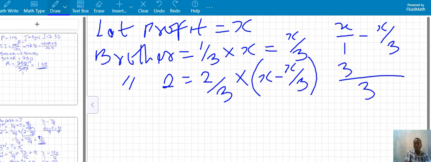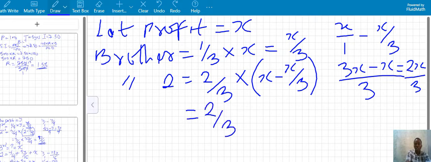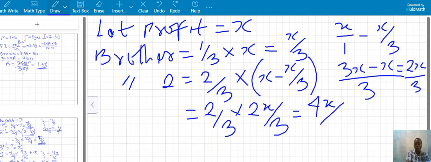3 times x will give us 3x, minus 3 divided by 3 will give us 1. 1 times x will give us x. So this will give us 2x over 3. So if we bring that here, we're going to have our 2 over 3 times 2x over 3, and that will be equal to 4x over 9.